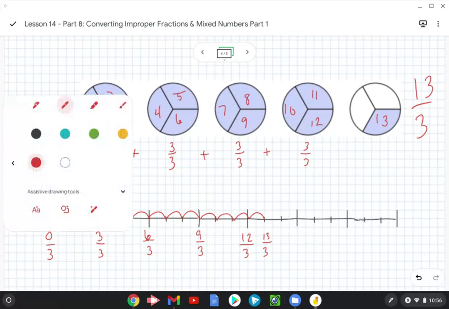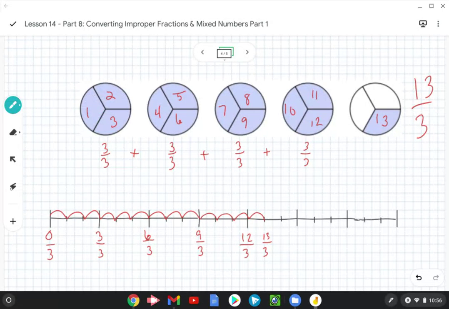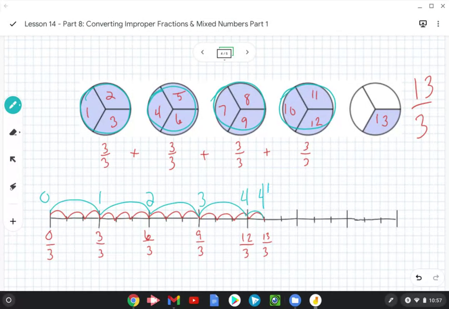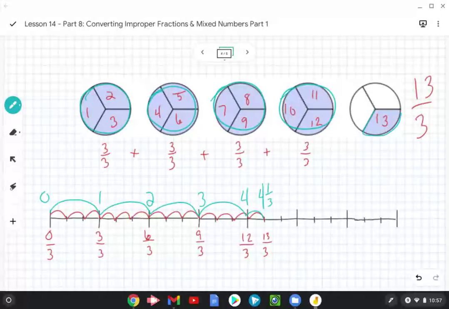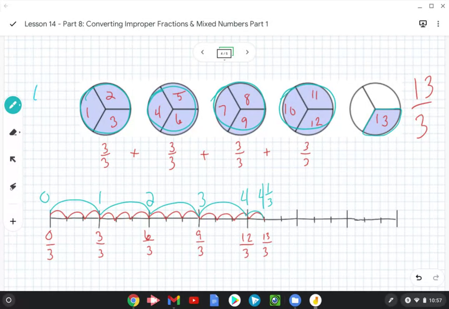But the other way, using mixed numbers, is we could say this is 1, 2, 3, 4 wholes, right? So this would be 4. These are all whole numbers. And that's represented here by our 1, 2, 3, 4 whole circles colored in, plus 1 more third. So we'd have 4 and 1 third. So 4 and 1 third is the other way to name this amount.